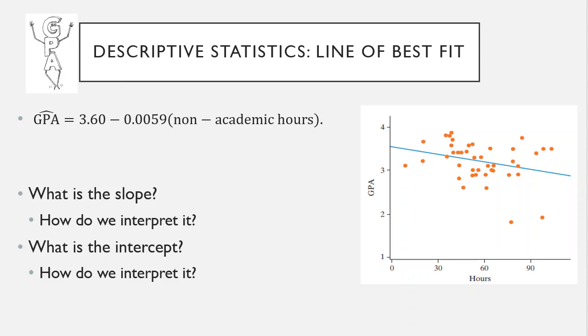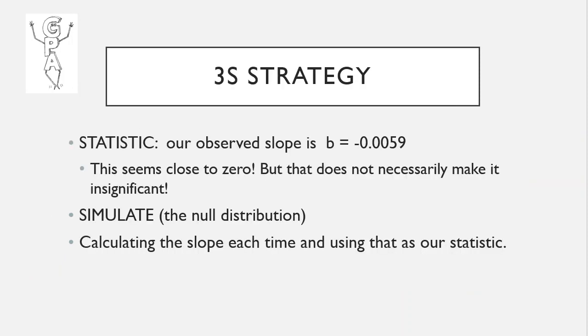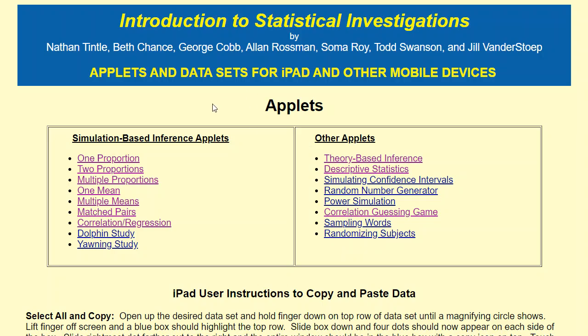Okay. Now, what we need to do is say, is this statistically significant? So how do you actually do that? Well, we're going to use the 3S strategy. We have our statistic, which was the observed slope. It's close to 0, but it still could be significant. We need to simulate the null distribution, calculate the slope each time, and then see if what we observed is outside the norm. So with that in mind, let's jump over to the applets.